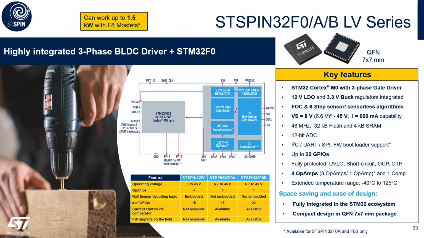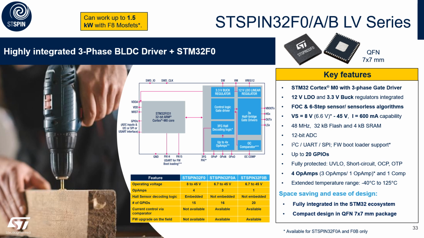What we can see in the table in the center. All the part numbers have a gate current of 600 mA, a bootstrap diode for all the 3 high sides, and 1 comparator. The microcontroller has 48 MHz, 32 KB flash, and 4 KB RAM. The embedded power management is a 3.3 volt buck regulator which supplies the microcontroller, and a 12 volt LDO for the driving and the control section.